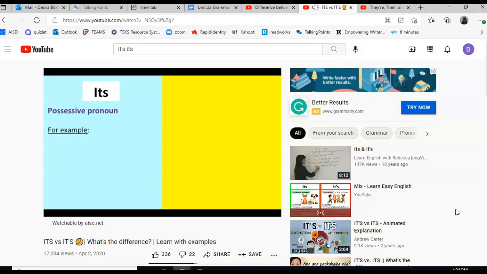For example, the cat is eating its food. So the cat is eating the food that belongs to it. Another example is, the dog wrinkles its nose. London is famous for its tourist attractions.